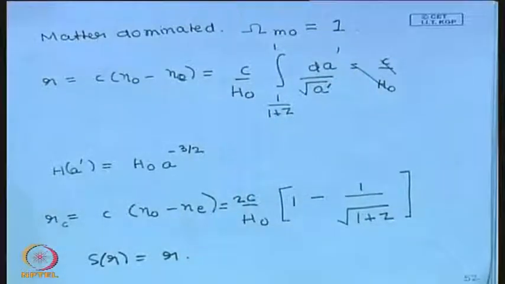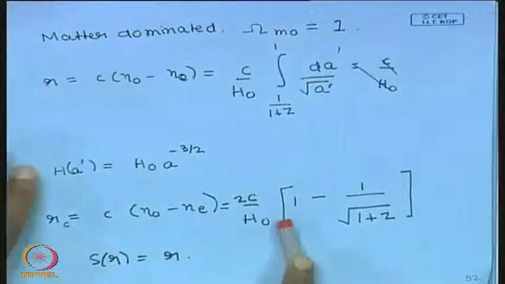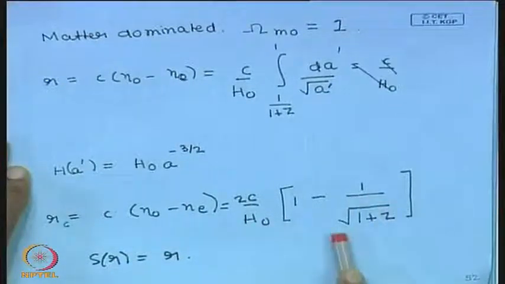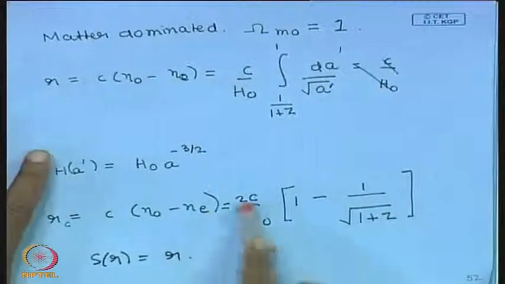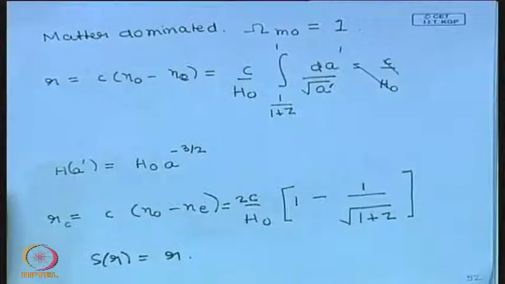The example that we had worked out is where omega matter is 1, there is only matter in the universe, and for this model we had seen that the comoving distance goes as 1 minus 1 by square root of 1 plus z, into 2c by H naught. Let me show you what this looks like. We had drawn this in the last class. Let me show you here in the graph what this looks like.